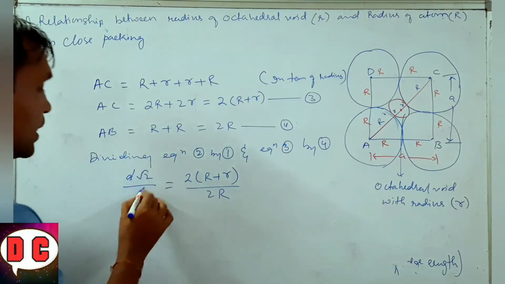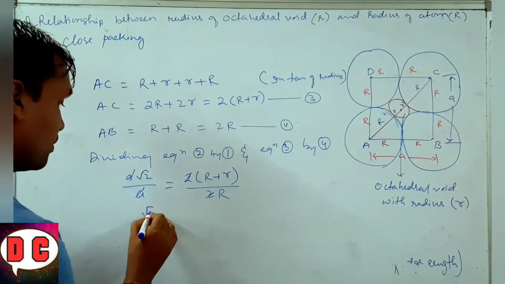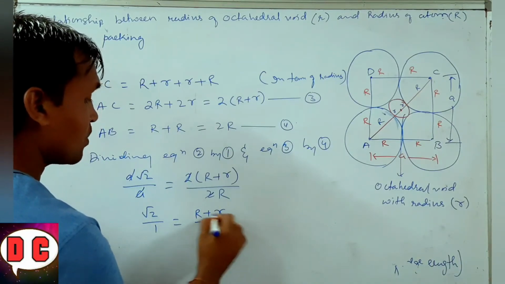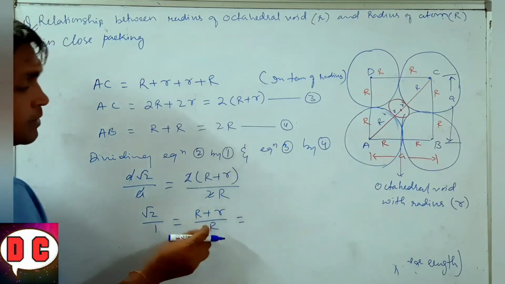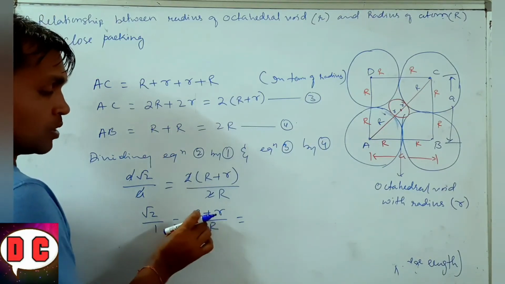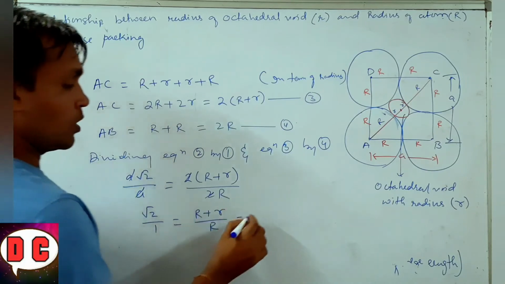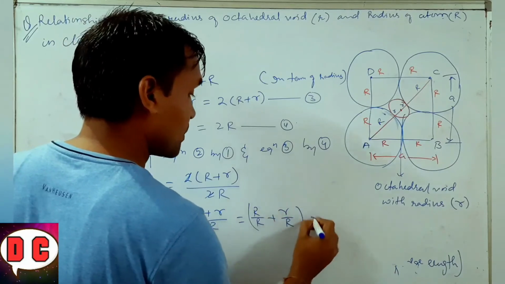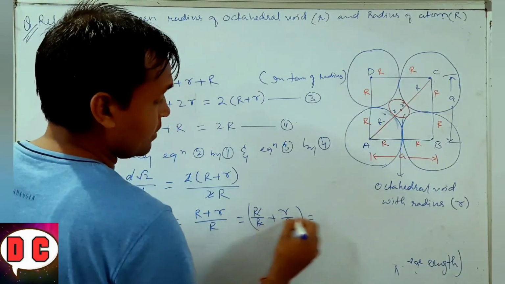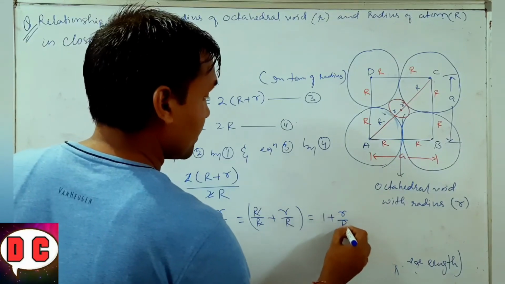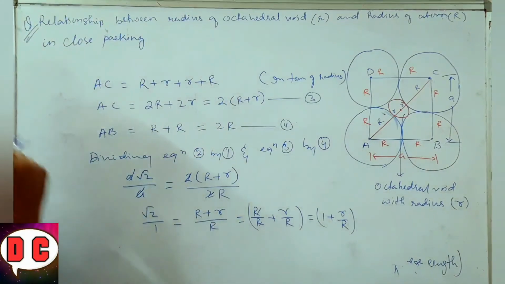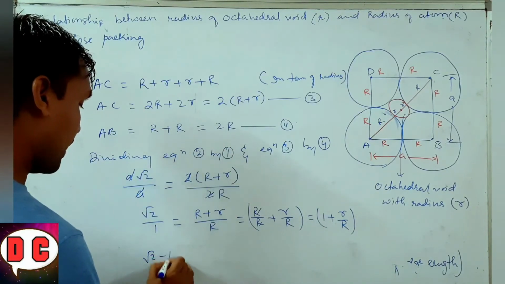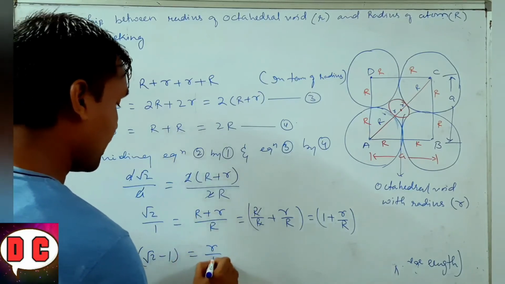Okay, dear students. So A cancels, 2 cancels. So here you will get root 2 by 1, and here it is R plus r by R. So this one, once again, what you will do? You will divide this R plus r by R. What does it mean? Once we divide by capital R, once by small r. So R divided by R plus small r divided by R. So R cancels, so 1 plus r by R. Got it? Okay. Now next you bring this to this side, so it will become root 2 minus 1 equals r by R.